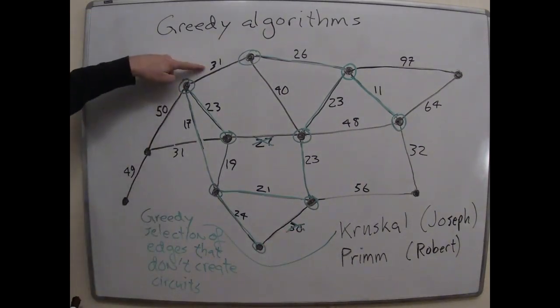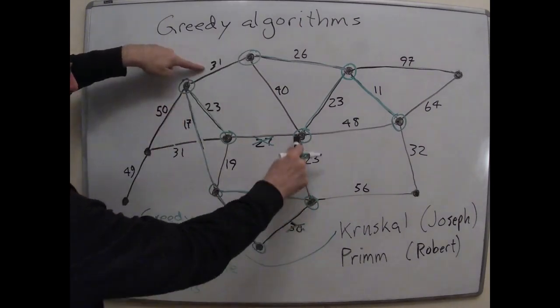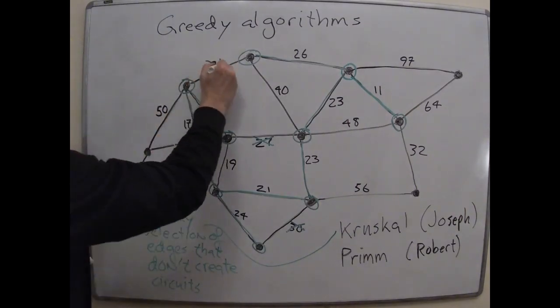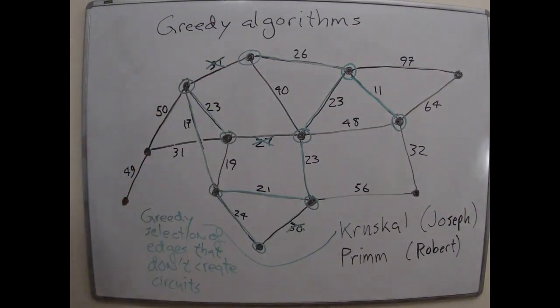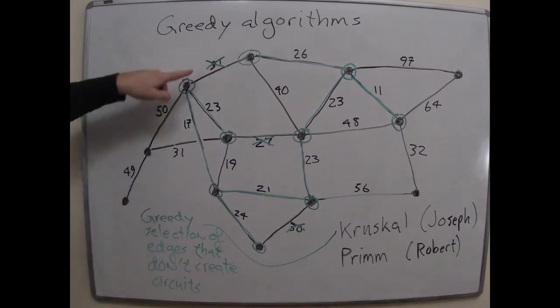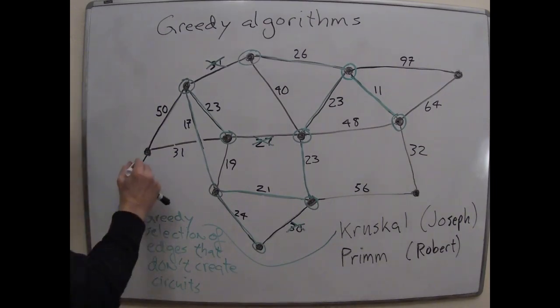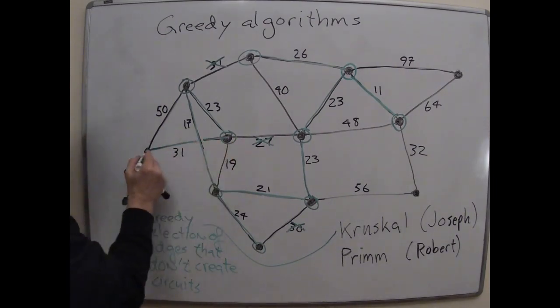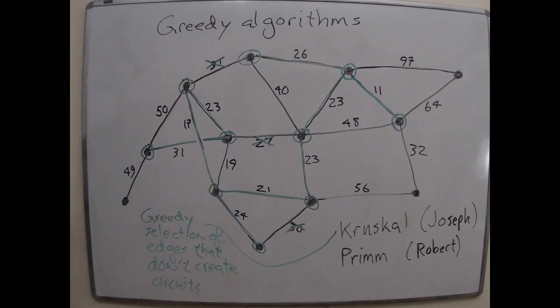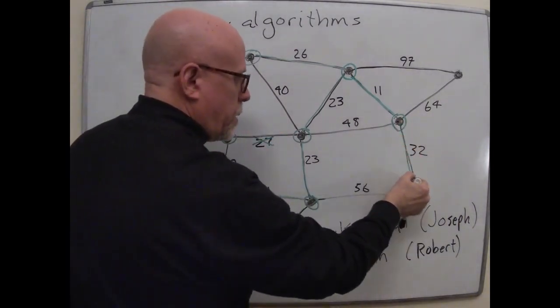31. Oh, that's looking kind of, oh no. There's a bigger circuit here that if I added that 31, I would close that up. Oh, there's another 31. Can I add it? It doesn't form any circuits, so yeah. That's brilliant. So what about next up? Next up is 32. I can add this edge without creating a circuit.